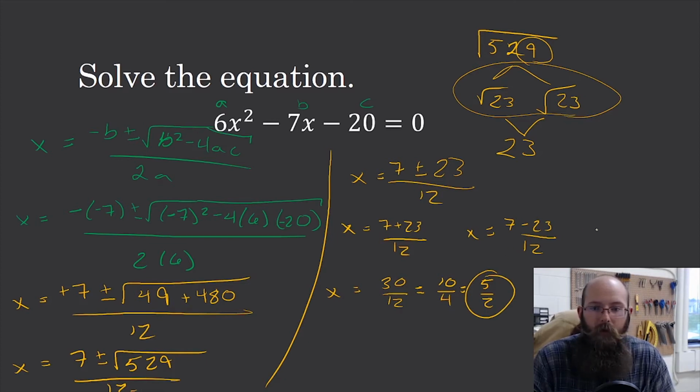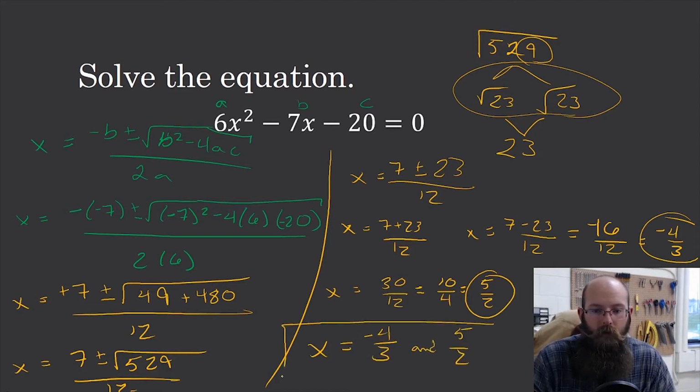This other one here, I need to go sideways because I can't go down. 16 over 12. I'm going to divide both by 4, and I get a negative 4 over 3. So my two answers are negative 4/3 and 5 halves right there. Awesome. Let's go on to our next one.